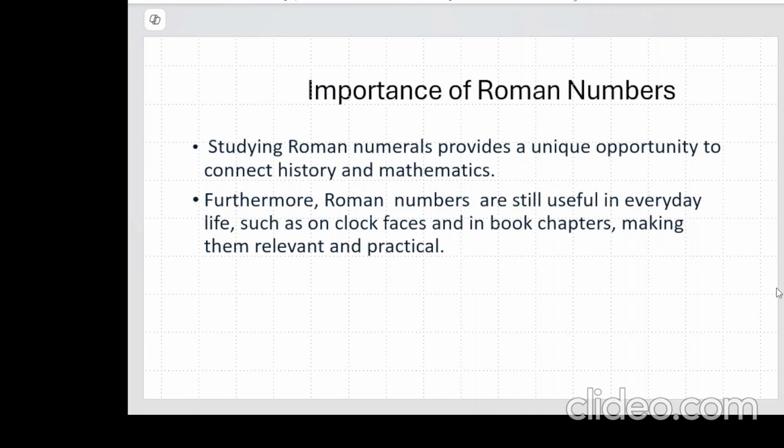Kids, now let us see the importance of Roman numbers. Studying Roman numbers provides a unique opportunity to connect with history and mathematics. Furthermore, Roman numbers are still useful in everyday life, such as looking at clock faces and in book chapters, making them relevant and practical.